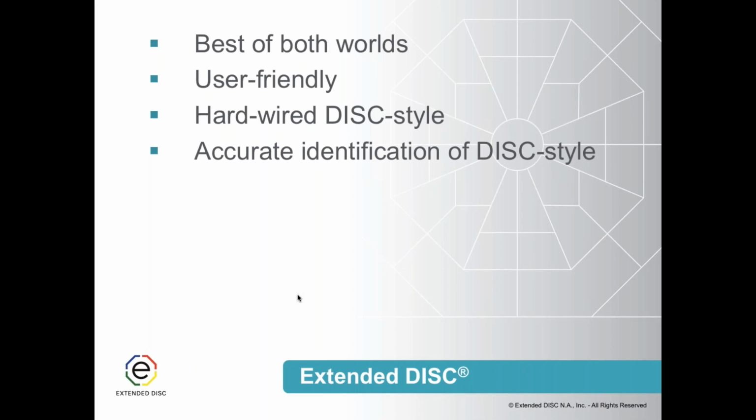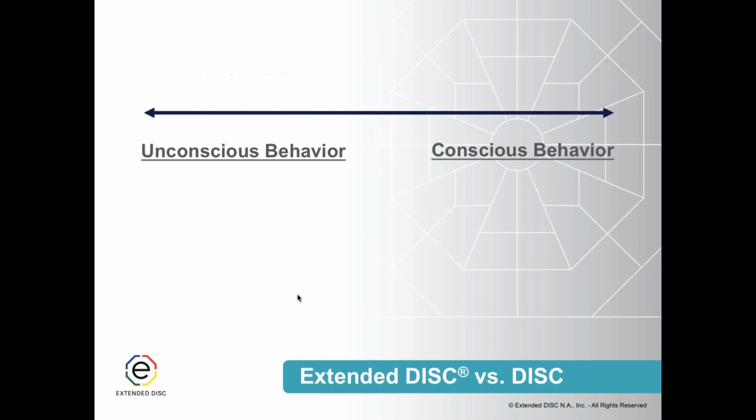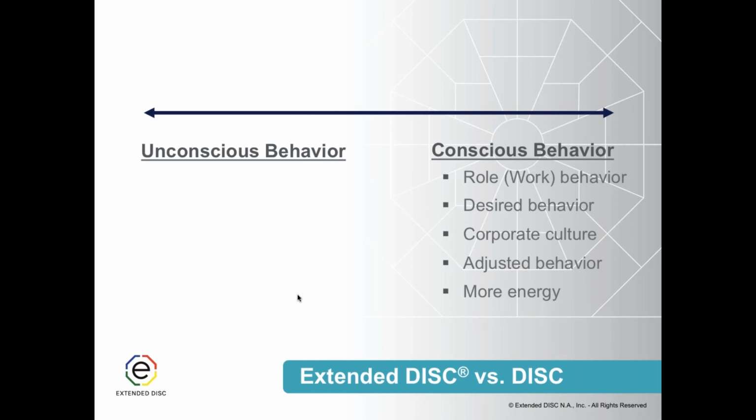So can you talk a little bit more about the differences between that hardwired style? Yeah, this is really important. This is what our clients tell us all the time, that probably one of the main reasons they like Extended DISC. If you look at this axis, on one end we have the conscious behavior, on the other end we have the unconscious behavior. With conscious behavior, I'm talking about how I think I need to behave at work. It's the kind of behavioral style that I believe as the employee will create success for me. And typically we adjust our style to fit into corporate culture. We try to respond to what our boss is expecting from us. But this behavior, because it's adjusted, does take more energy.